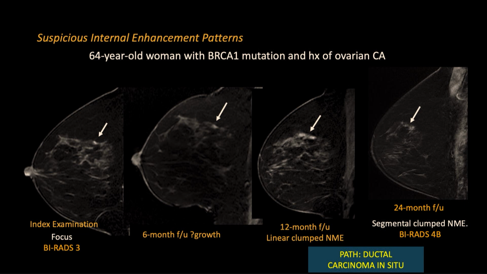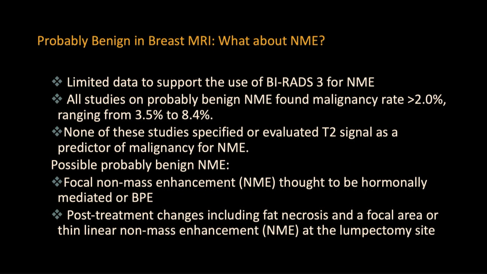This is the BI-RADS 3 train. It's hard to get off of it. At 24 months when she returned, it was now more segmental, given a BI-RADS 4B, and was found to be ductal carcinoma in situ. So we talked briefly about probably benign in breast MRI. What about NME? So there's very limited data to support the use of BI-RADS 3 and NME. The malignancy rates in the literature are all greater than 2% and actually range from 3.5 to 8.4%. And none of them use T2 signal as a predictor for malignancy. We talked a little bit about what could possibly be in the BI-RADS 3 category, but I would use it with caution.